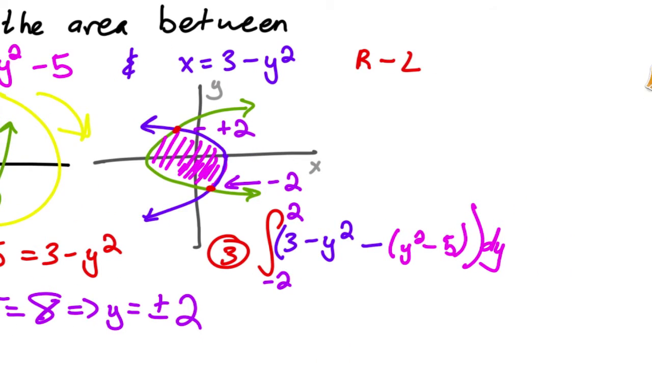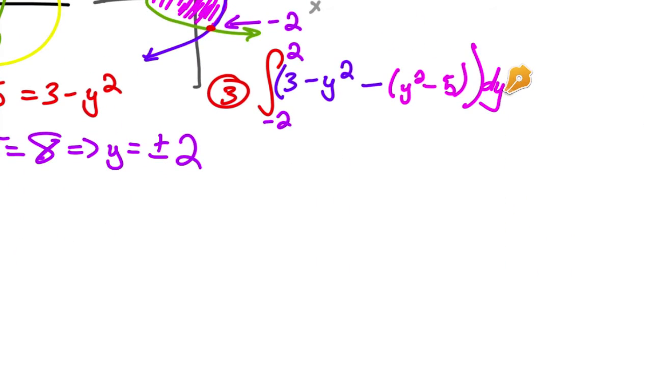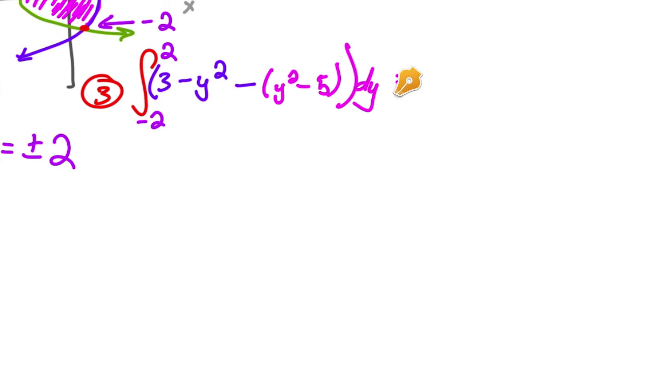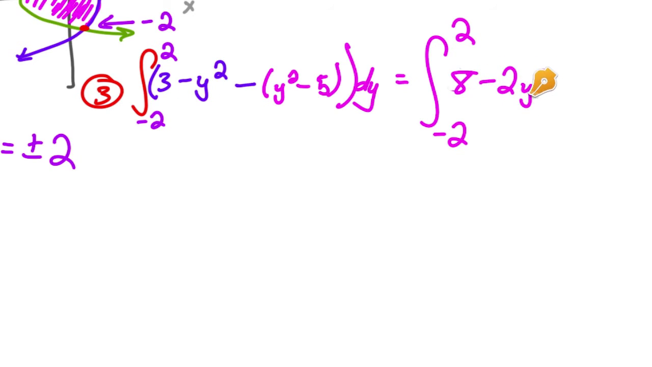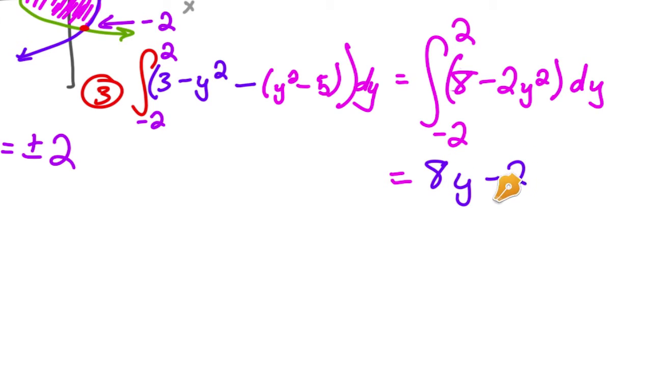Okay, so now let's find it. Let me just move over a little bit. So then I have the integral from negative 2 to 2 of 3, well, actually, this is going to be 3 plus 5, that's going to be 8, and then minus y squared minus another y squared is minus 2y squared dy. Okay, so then I get 8y minus 2/3 y cubed, evaluated from negative 2 to 2.